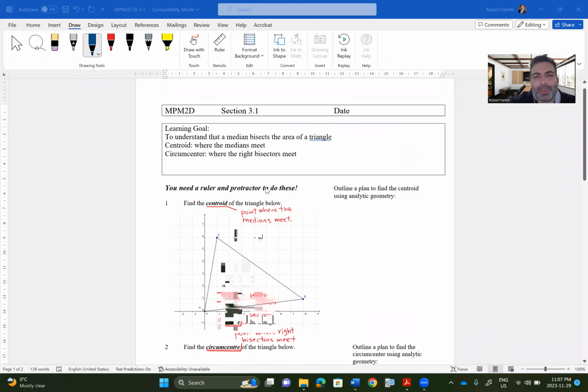Our learning goal for 3.1 is to understand that a median bisects the area of a triangle, that a centroid is where the medians meet in a triangle, and that the circumcenter is where the right bisectors meet. The circumcenter is also the center of a circle whose circumference goes through all 3 vertices of that triangle. I'll explain what I mean as we get to the circumcenter question.